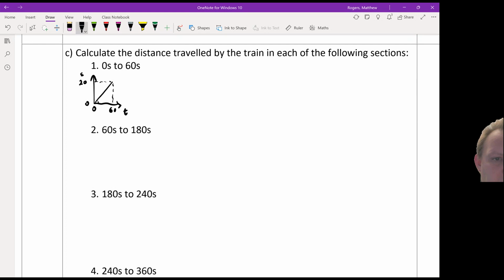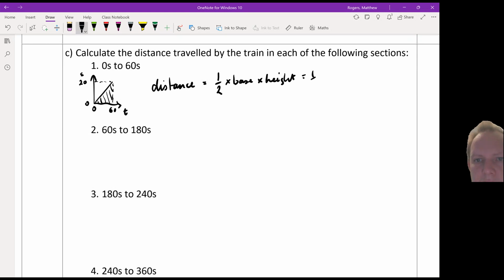So to find the area under the graph, that's this area in here. This is the area of a triangle. So we can say the distance is equal to half times the base times the height, because it's a triangle. So that's a half times 60 times 20. Probably the easiest thing to do is to say that's the same as 10 times 60, because half of 20 is 10. So that gives us a distance of 600 meters.